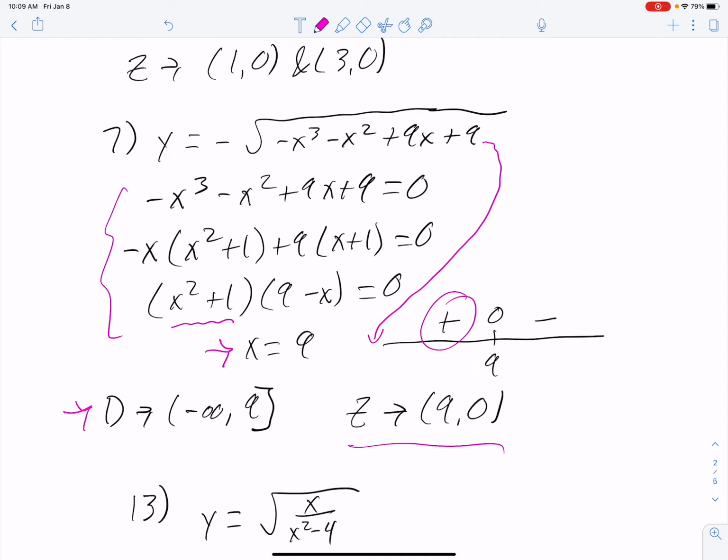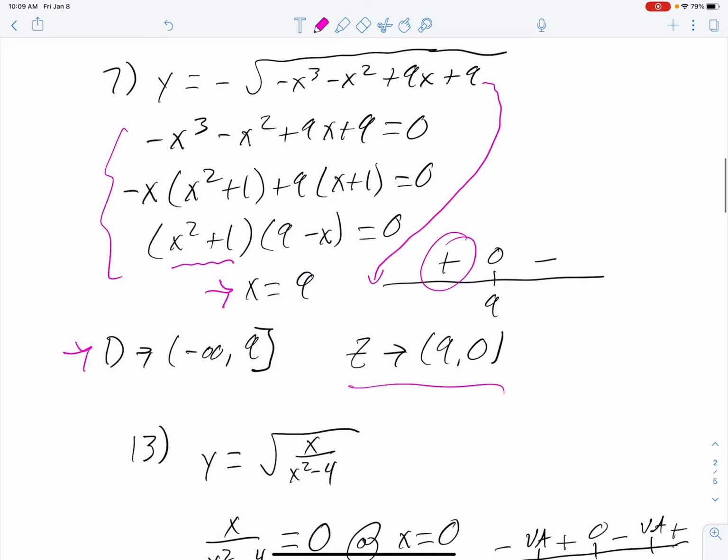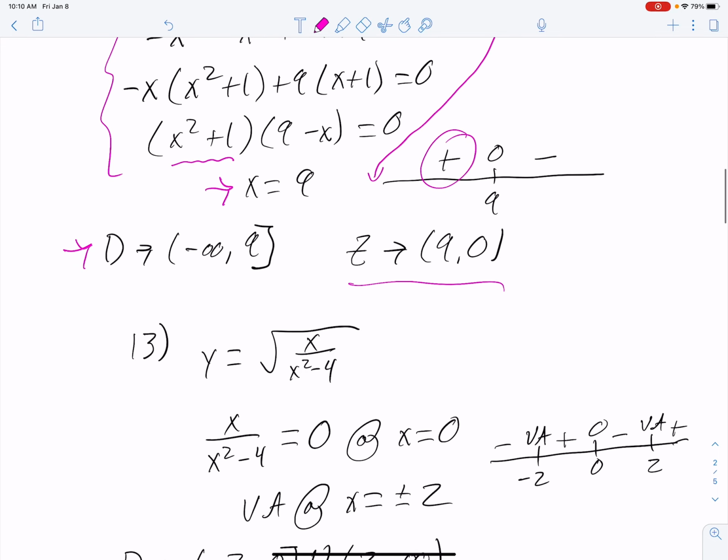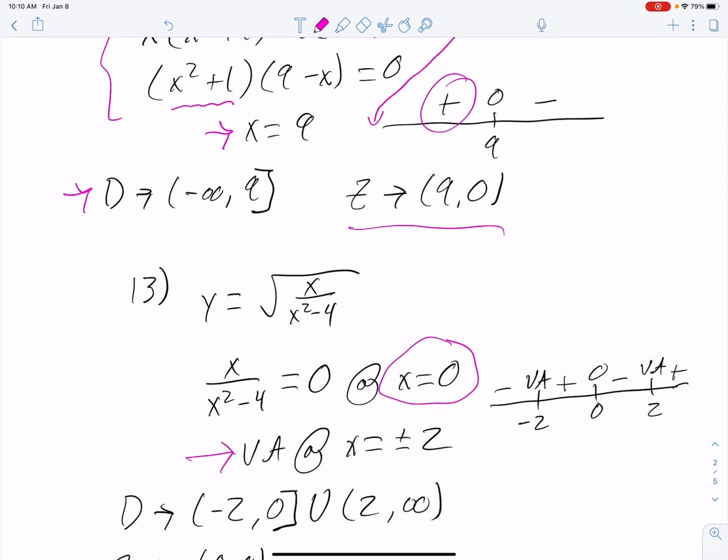Now, in problems like 13, we still need to find our zeros. In other words, we need to find when the numerator equals 0, but we also need to find our vertical asymptotes. Our vertical asymptotes are going to break up our domain, okay? So I find my vertical asymptotes from setting my denominator equal to 0. Make my sign pattern. Again, this is a sign pattern of the function inside the square root. It is not a sign pattern of the square root. I look for where my sign pattern is positive.